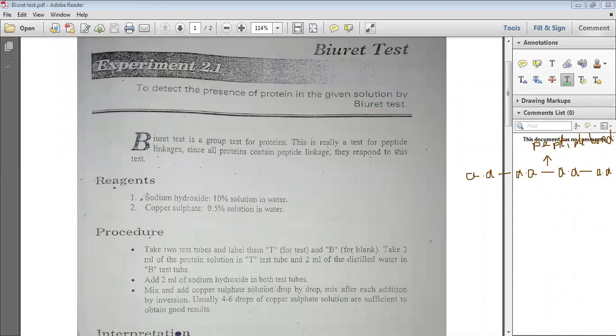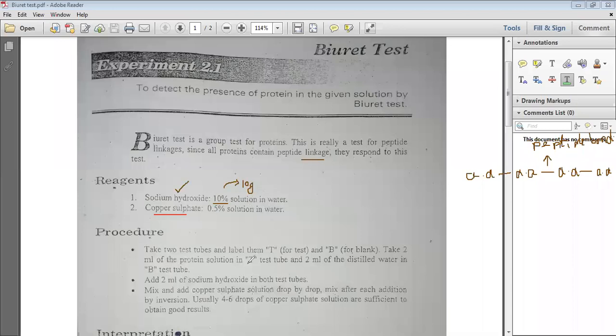First of all, the reagents which are required to proceed with this experiment: we need two reagents. One is sodium hydroxide and the other reagent is copper sulfate. We need a 10% solution of sodium hydroxide. How will you prepare the 10%? You will take 10 gram of sodium hydroxide and you will dissolve it in 100 ml of solution.